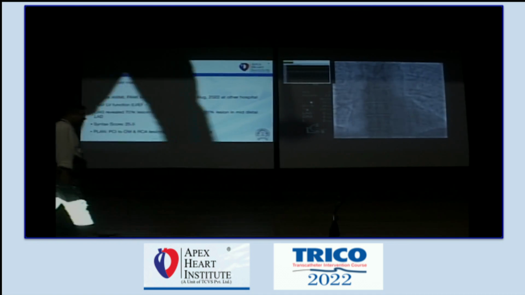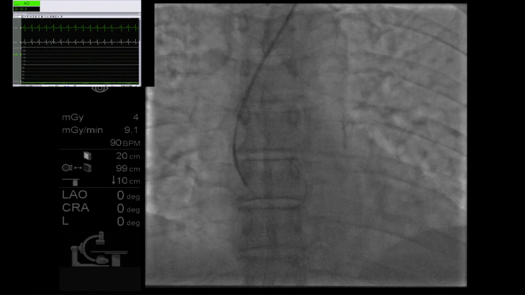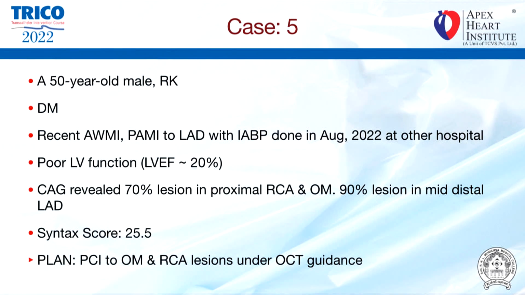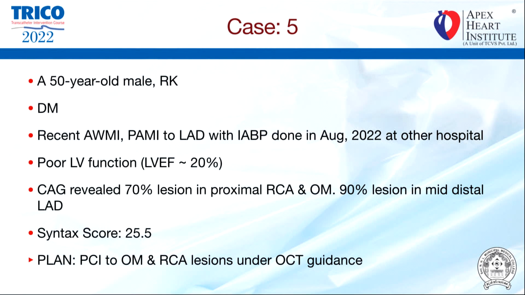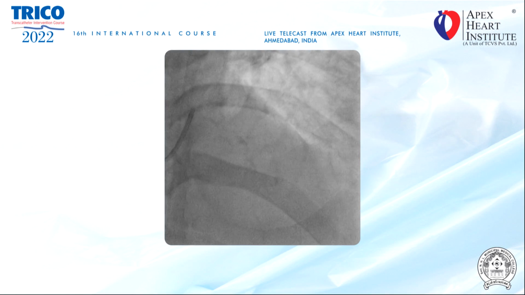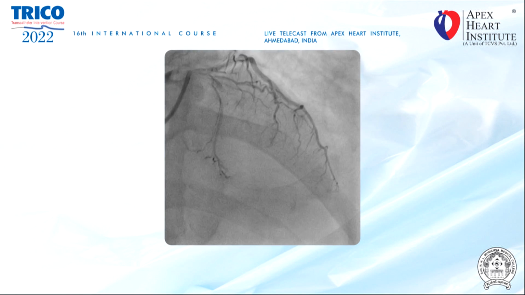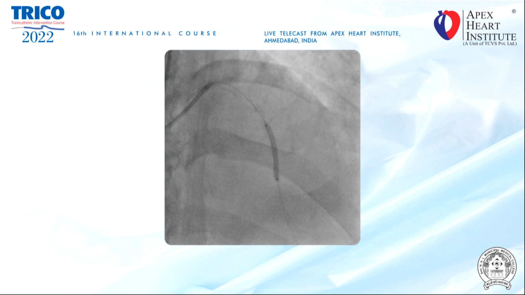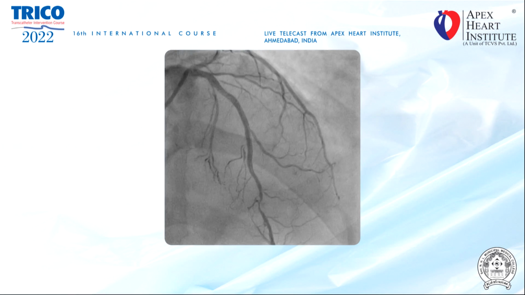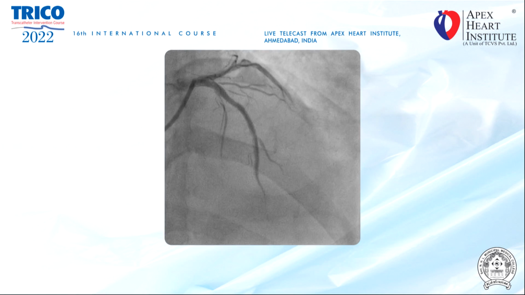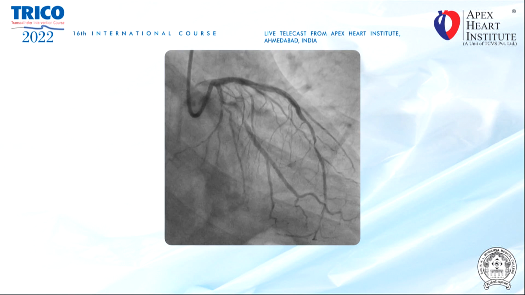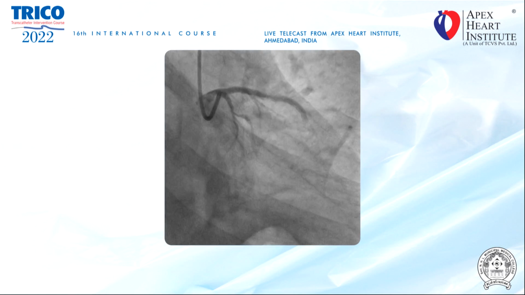Coronary angiogram reveals a 70% lesion in the proximal RCA and OM, and a 90% lesion in the mid to distal LAD. His SYNTAX score is 25.5. Today's plan is PCI to the OM and RCA lesion under OCT guidance. This is his coronary angiogram. PCI to LAD was done in August 2022. This is the lesion in OM.